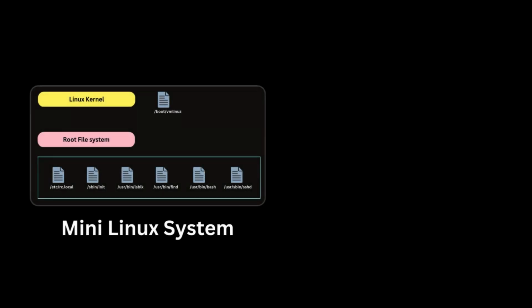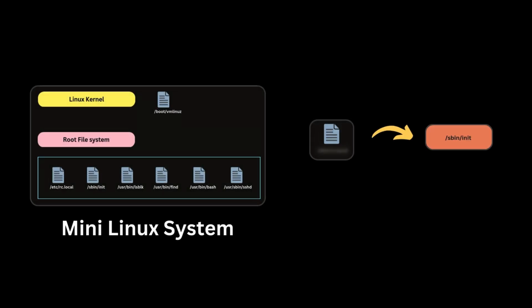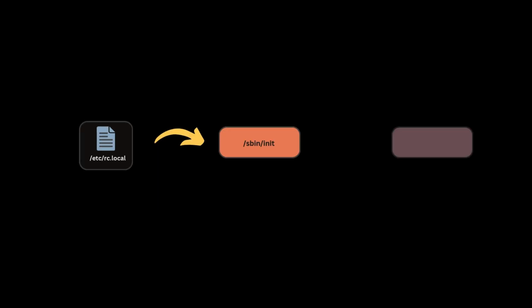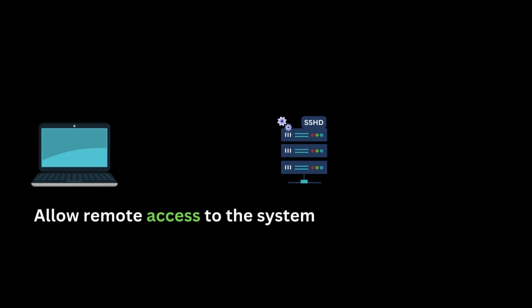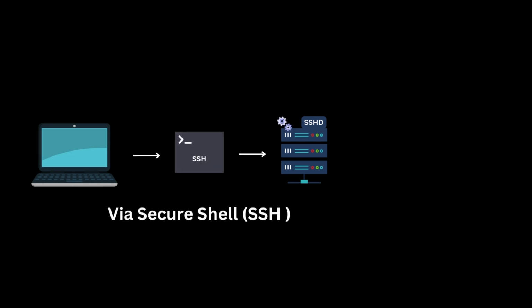In our mini Linux system, /sbin/init reads the content of /etc/rc.local, which stands for run commands, and launches the process /usr/sbin/sshd to allow remote access to the system via secure shell, SSH.